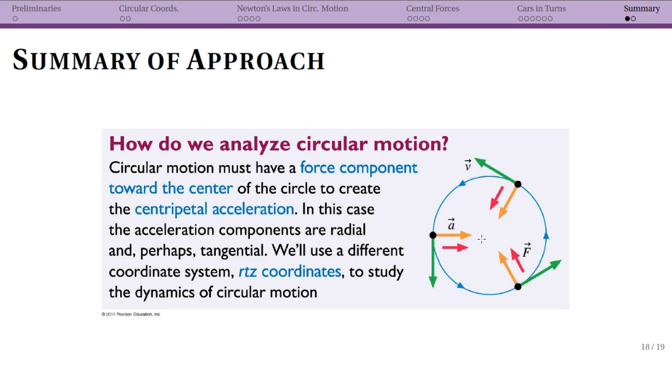Now, based on Newton's second law, we know that these red or pinkish vectors are the forces, that we must have a net force towards the circle. So now this is saying a force component, because if you have non-uniform circular motion, you have a force component, not a total net force. If it is uniform circular motion, your entire force is towards the center. And what's really important is you are always using that RTZ coordinate system to analyze these problems.